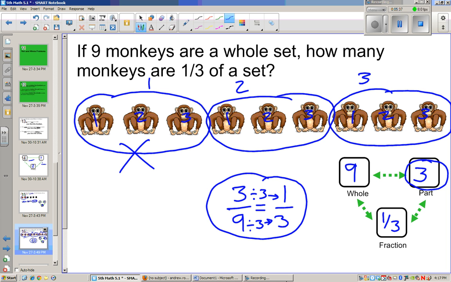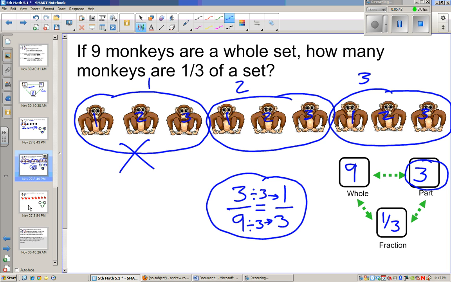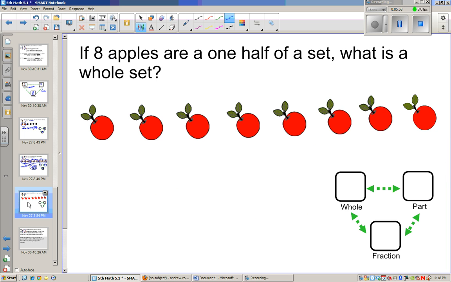All right, so let's go down to the last type of problem. Oh wait, so this one was they gave us the whole and they gave us the fraction, and we had to find the part. All right, now the last one.